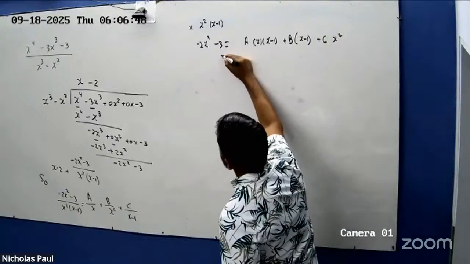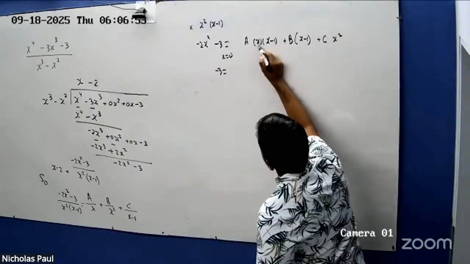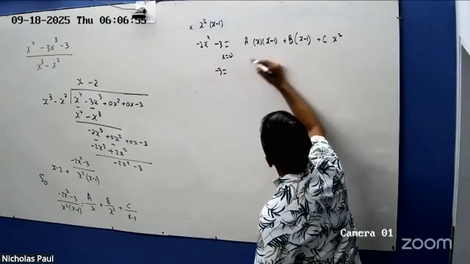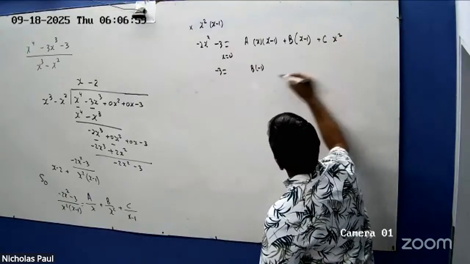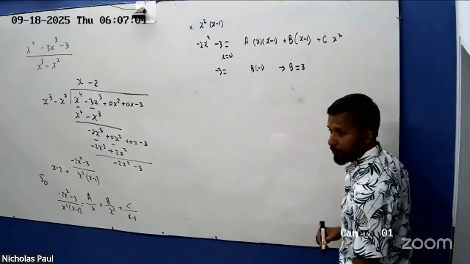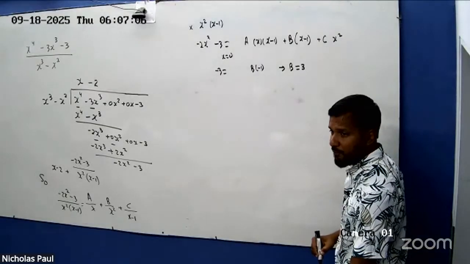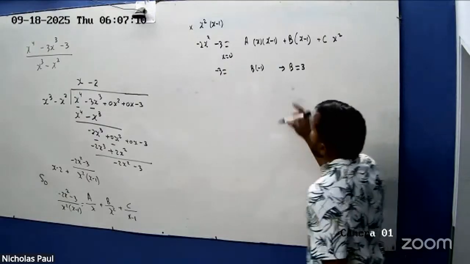You can put x as 0. So you'll get minus 3. This will turn this whole thing into 0. This will give you b by minus 1, and this will become 0. So what that means is I could easily find b as 3. Right? And I know what b is.